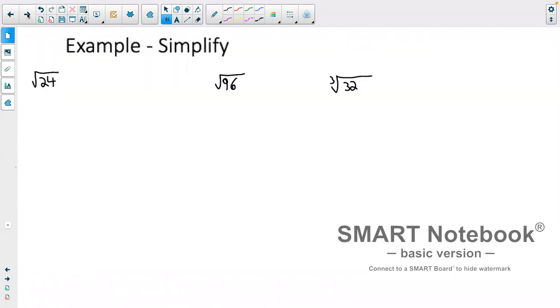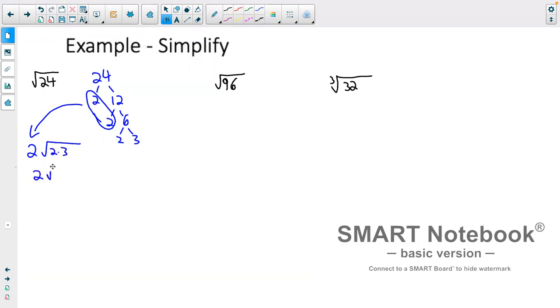So we'll do some examples. First one, we have the square root of 24. Like I already mentioned, we start by factor treeing 24. 24 is the same as 2 times 12, which is 2 times 6, which is 2 times 3. Now, because it's a square root, we're looking for groups of 2 identical terms. So we have these two 2s, so that moves to the front. And then we have the square root of what's remaining, so 2 times 3. So that gives us 2 root of 6.